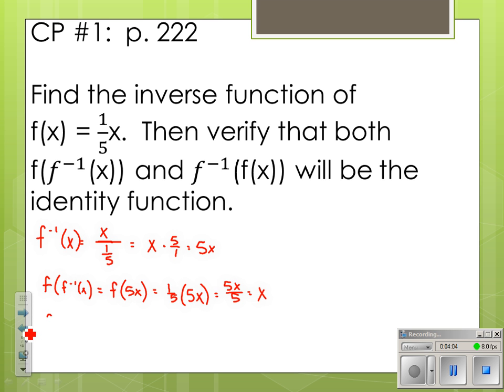Now let's do it in reverse order. If we take f inverse of f of x, now that means we want to put the f of x function into our inverse. So the f of x function again was 1/5 x. If you put that into your inverse function, you're going to have 5 times 1/5 x, which again is going to simplify to make x. So there we've verified that they are inverse functions because we did end up getting the identity back.